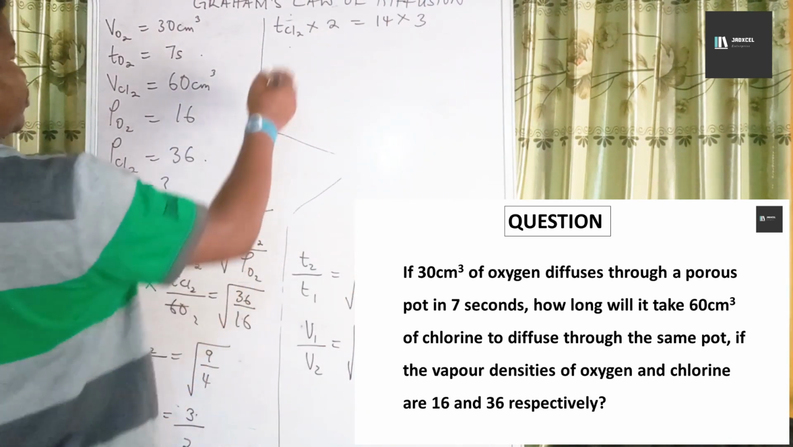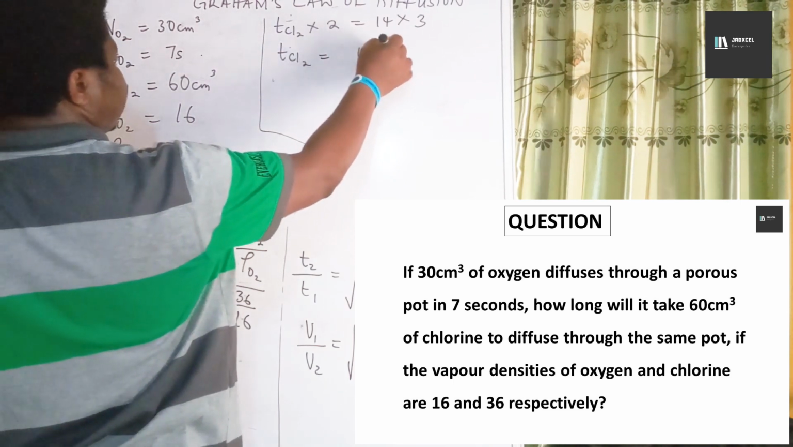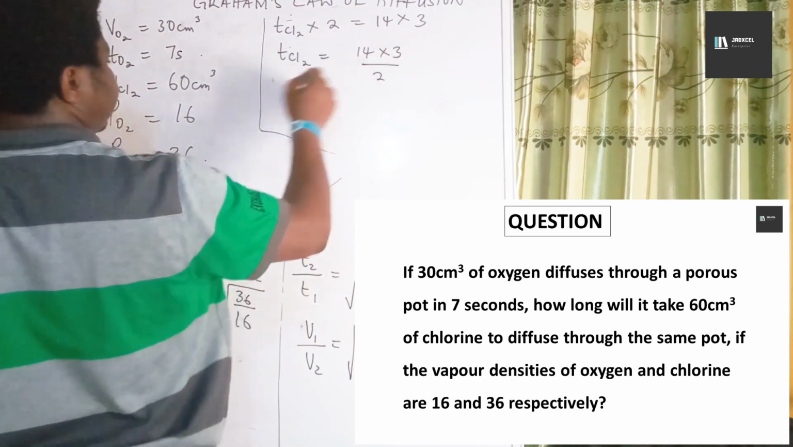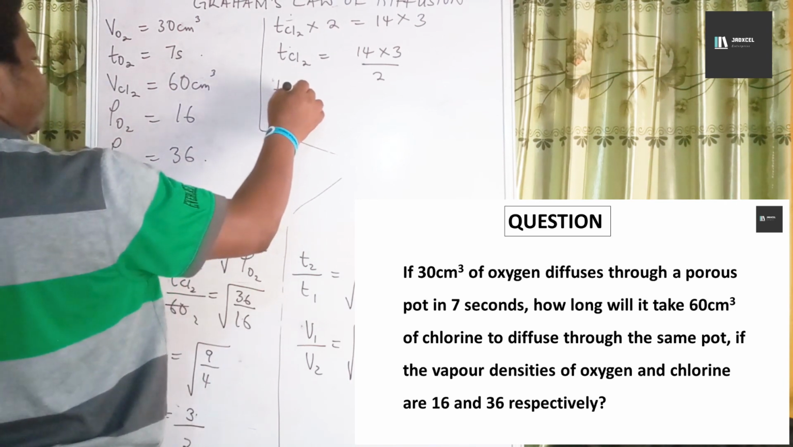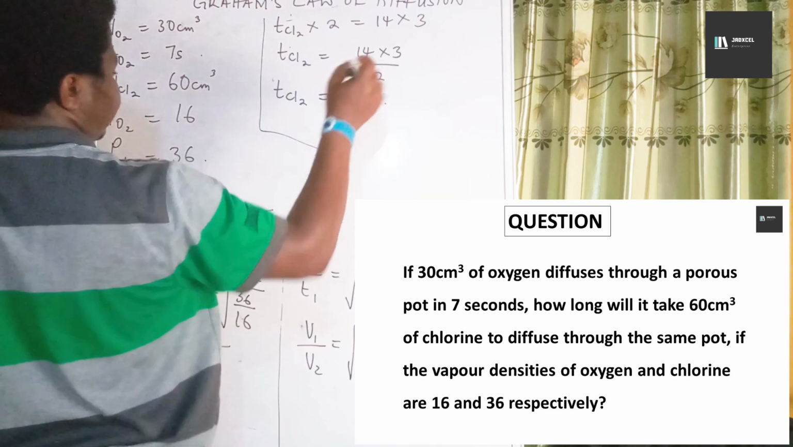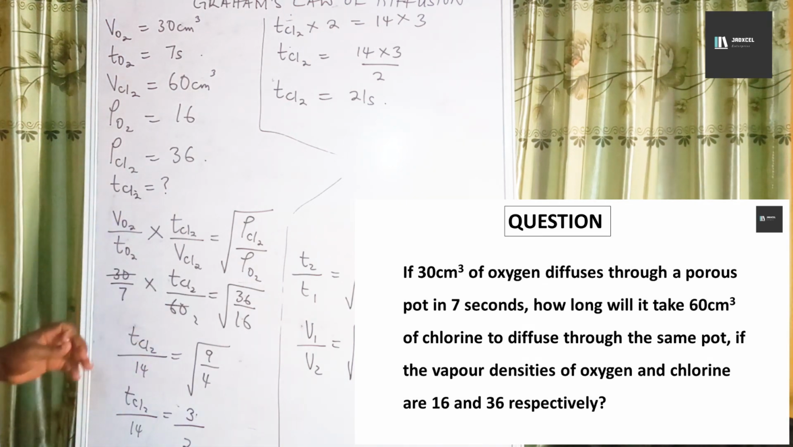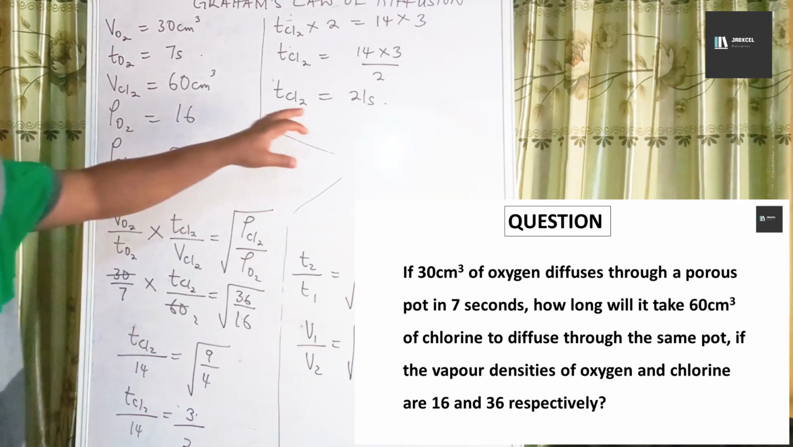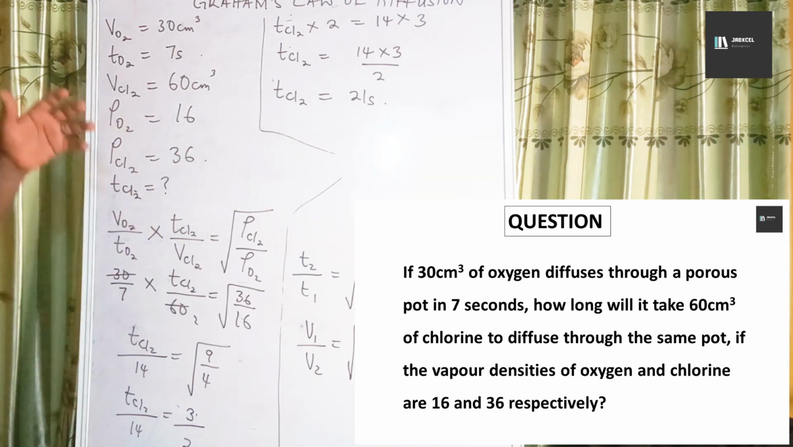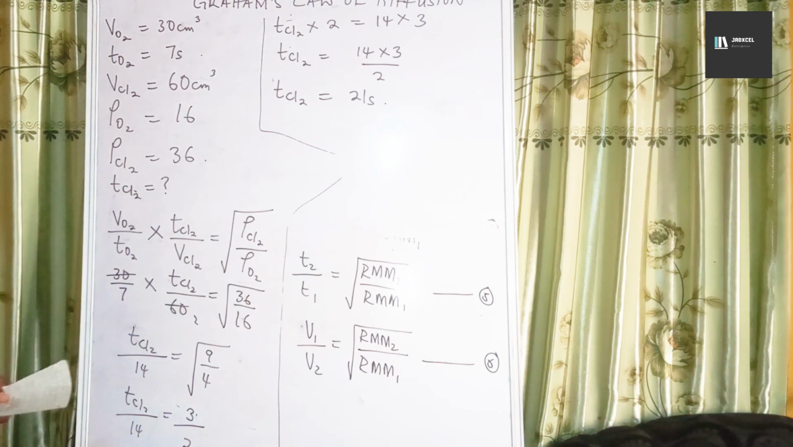Divide both sides by 2 because we are looking for the time it will take chlorine to diffuse. 14 times 3 divided by 2. So the time taken for chlorine to diffuse is 21 seconds. So if it takes 7 seconds for 30 cm³ of oxygen to diffuse through a porous plug, according to our solution, it will take 21 seconds for 60 cm³ of chlorine to diffuse. I hope we get it, the way we have solved it.